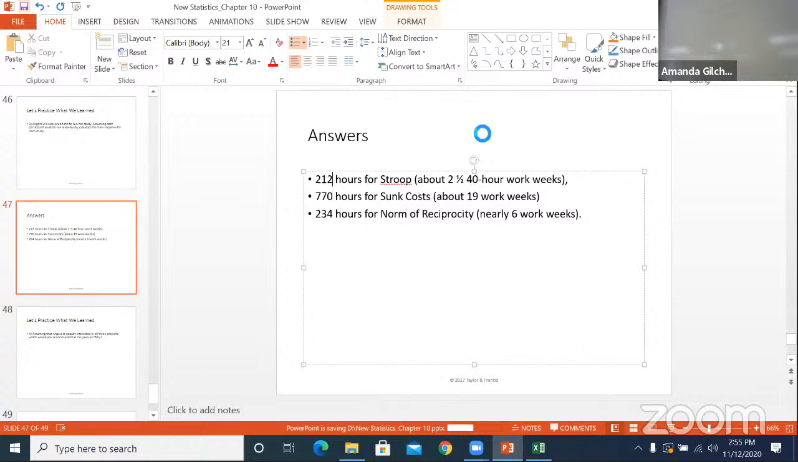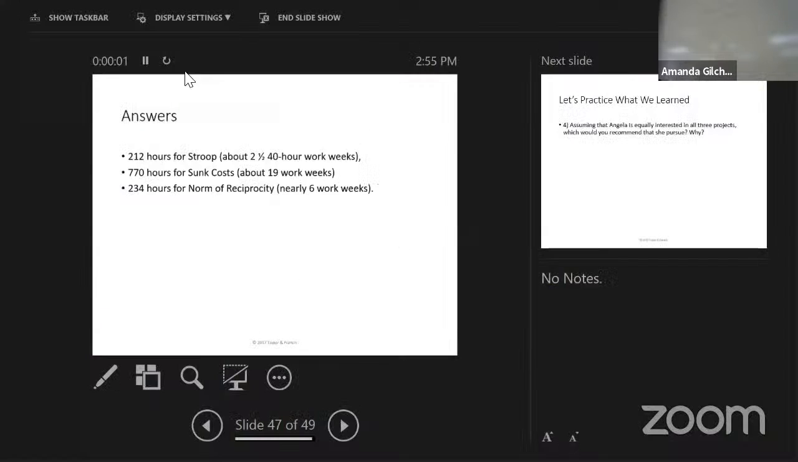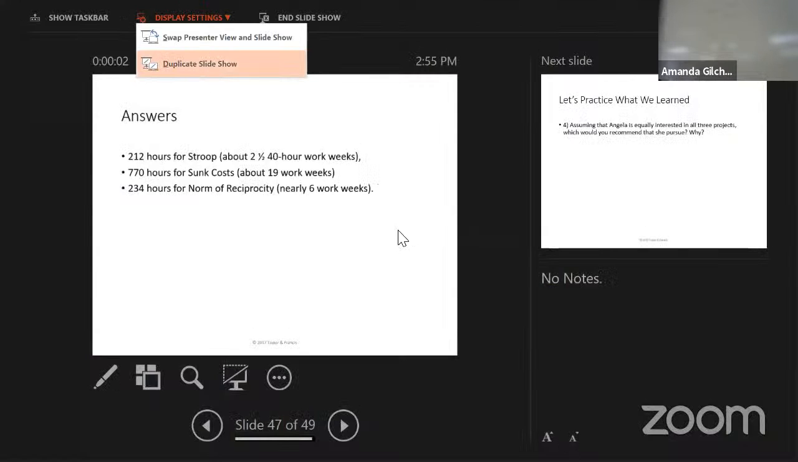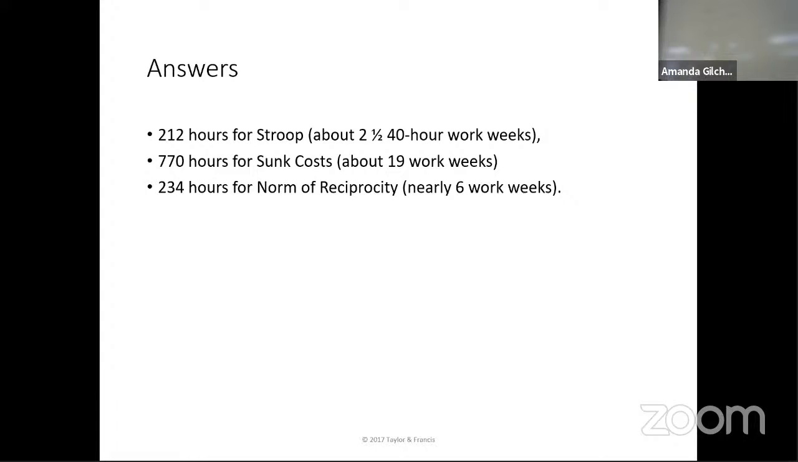There are 770 hours for the norm of reciprocity. That's about 19 work weeks. And the 212 hours for Stroop is probably going to be up to 5 40-hour work weeks. So once again, we're pretty close between Stroop and the norm of reciprocity. 5 weeks versus 6 weeks in the grand scheme of things isn't much. I really miss the days when I used to run studies in grad school and it'd take me just a month to collect my data. That was nice because I ran multiple people at once.